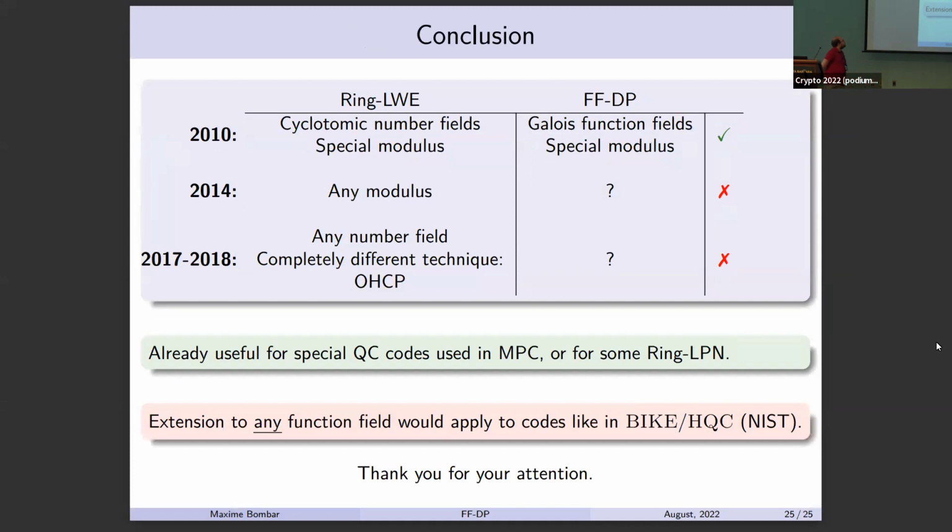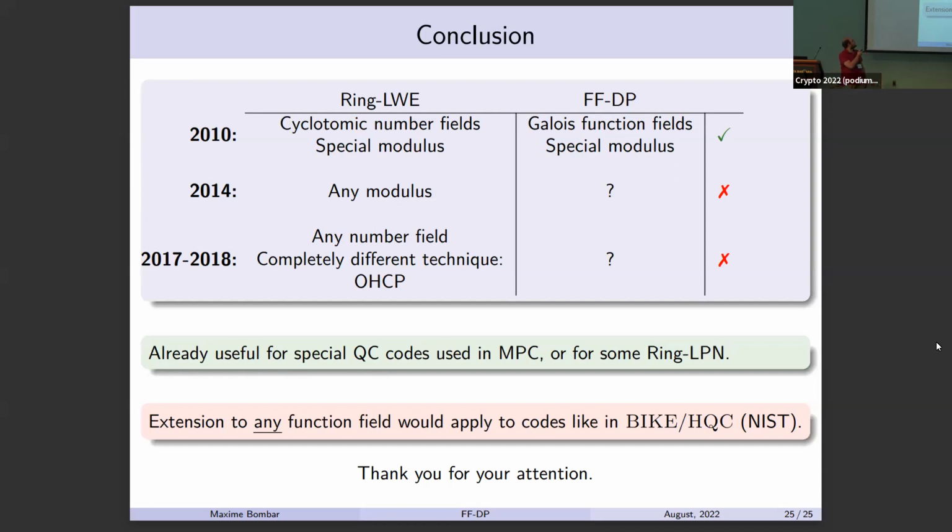Okay, so just to conclude, on the left of this table, I put some very interesting and important milestones in the ring LWE history. The first one, 2010, is the first paper by Lyubashevsky, Peikert, and Regev that introduced this problem, and the first such decision reduction that used cyclotomic number fields and a special arithmetic hypothesis on the modulus. In this work, we give an analog when we take a function field to be Galois, and we take also the same specific arithmetic hypothesis.